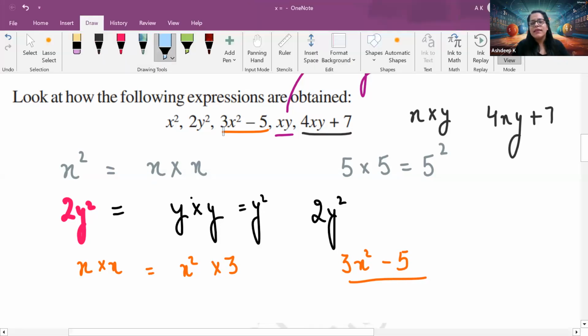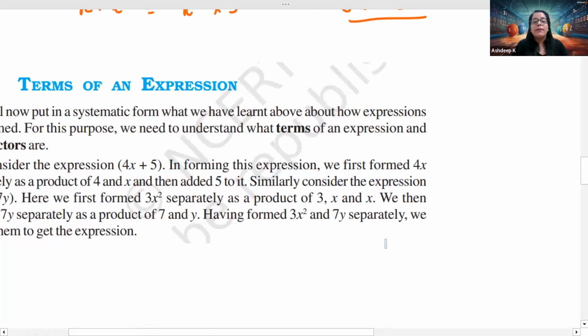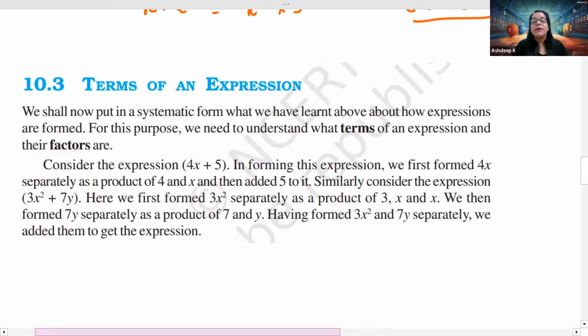But can you see, up till the first and the second example, if we see the third one, we have 3x square and then we have minus 5. So what do we individually call them when we combine both of them? We know we have variables, we know we have constants, we have operations, and then the algebraic expression is formed. But what about these individual things that we have? So let's understand our very important and interesting thing about it, that is the terms of an expression.